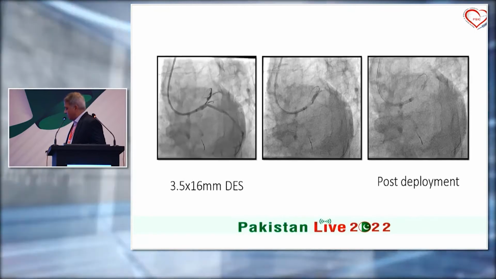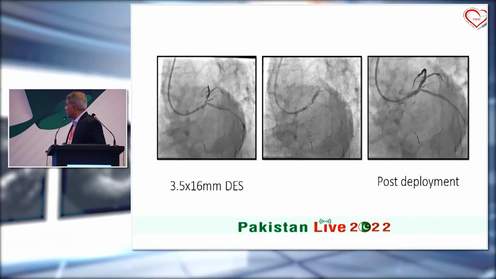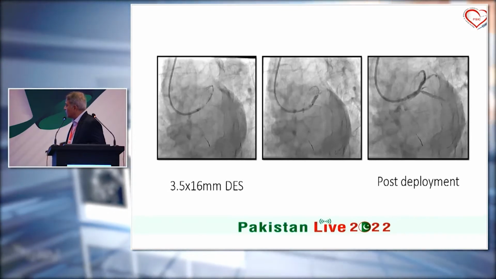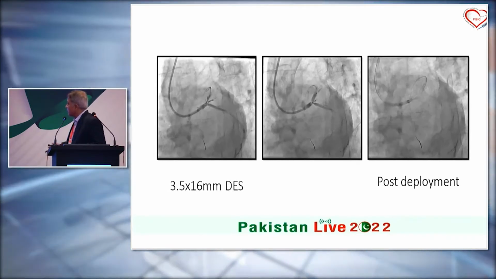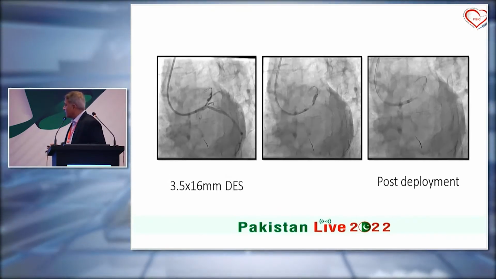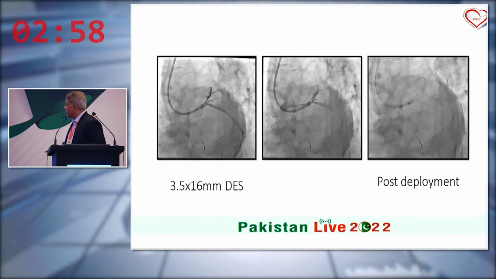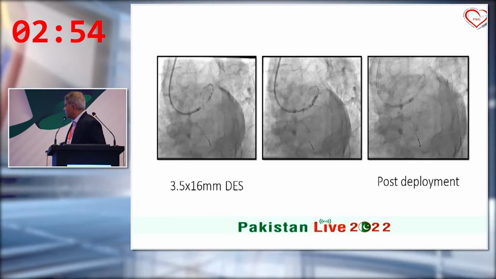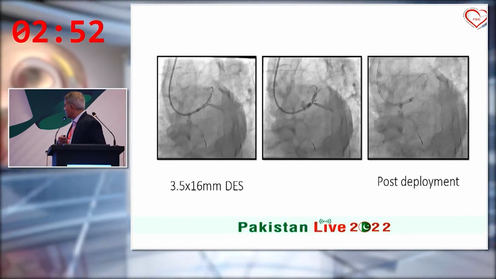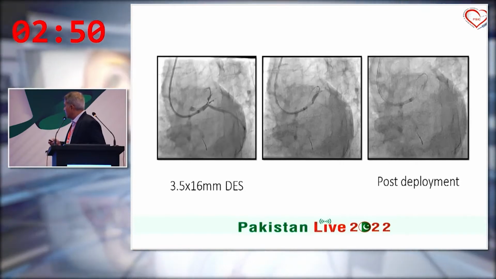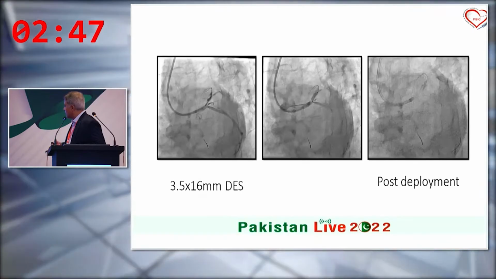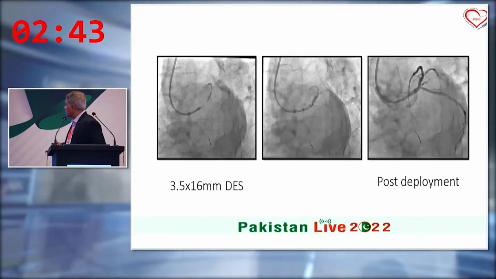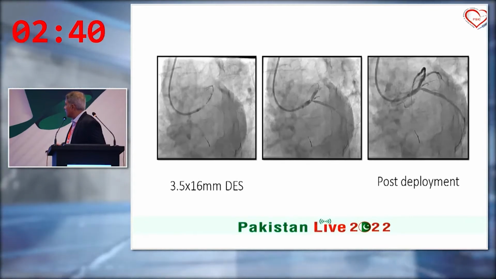There was mild disease and the ostium of the circumflex was healthy, and one more BMW wire was placed into the circumflex. The guide used was 7 French, and the stent was placed into the ostium. There was a 3.5 by 16 drug-eluting stent, and dye was given while placing the stent. There is flow into the circumflex, which also shows that the ostium of the LAD is properly covered.